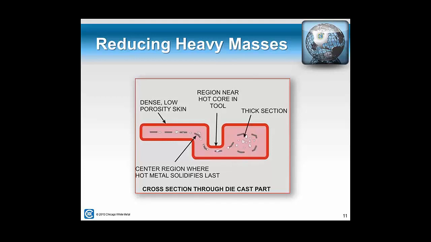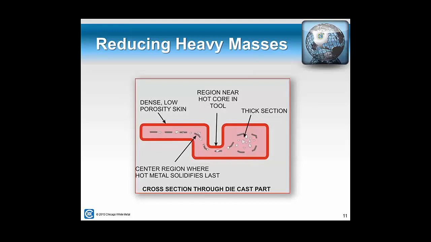Reducing heavy masses, this goes along with the wall thickness topic we've been talking about. This is another area that we really look at when we get a new product in. We'll see if there's any real thick sections in the part. As you can see, this is a cross section of a theoretical die casting. And as the part fills and solidifies in the tooling, what happens is the outside area of the part, which we call the skin, solidifies first in the tooling. And that is where your really dense, low porosity material is after the part is cast and solidified.